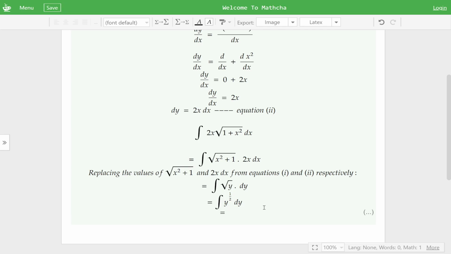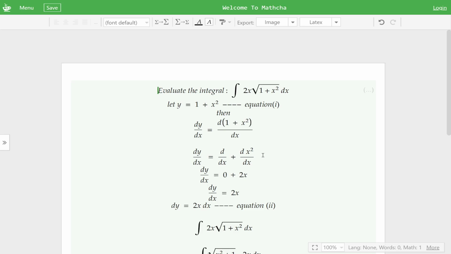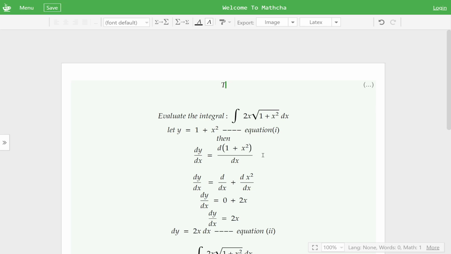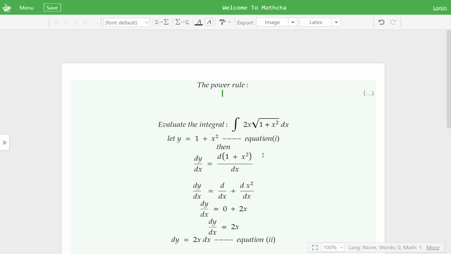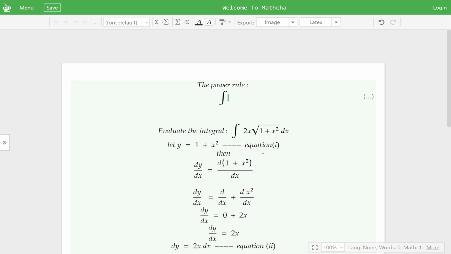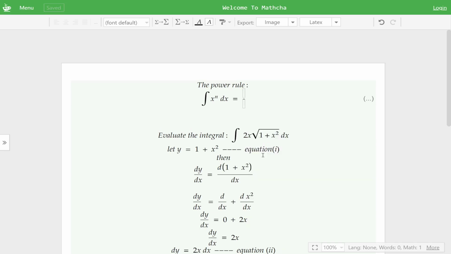So what does this get equal to? Well, now we can simply use the power rule from here. The power rule states, let me write up here, the power rule says the integral of x raised to the power n dx is equal to x raised to the power n plus 1 divided by n plus 1, plus c, which can be any constant, right? So this is the power rule for integration.